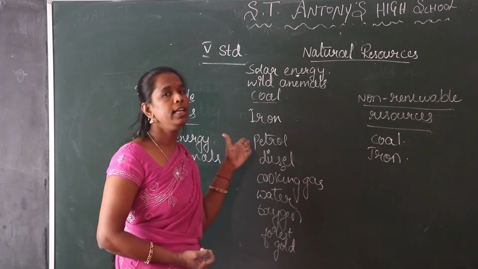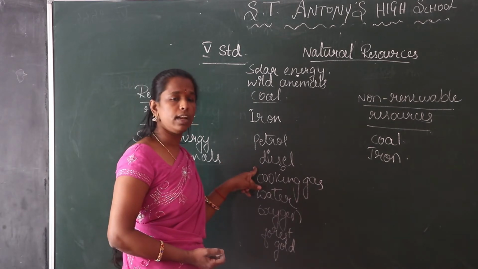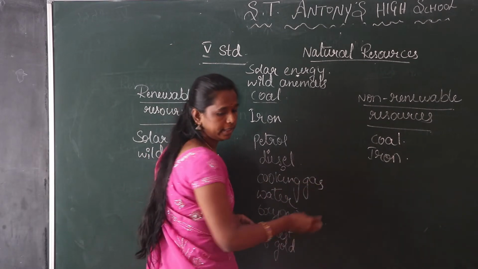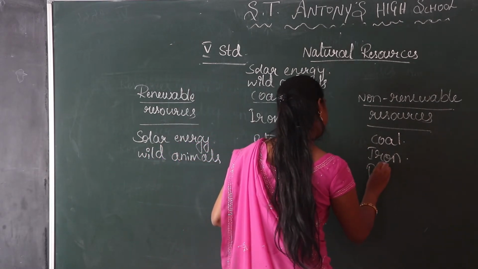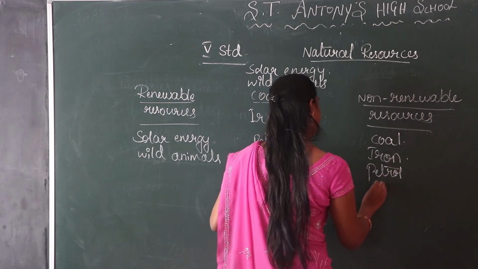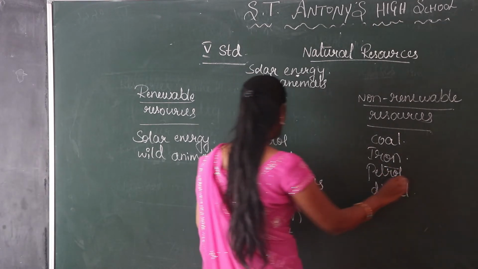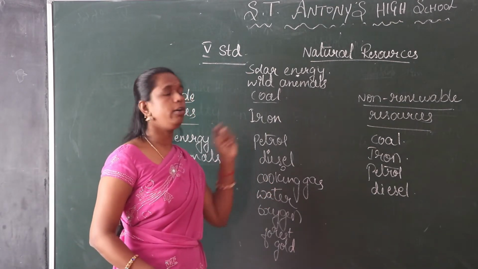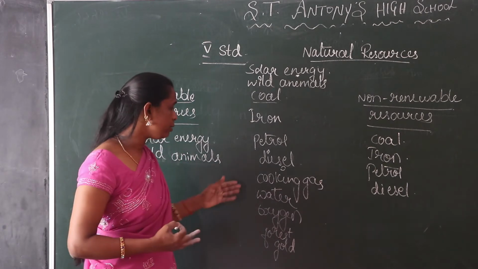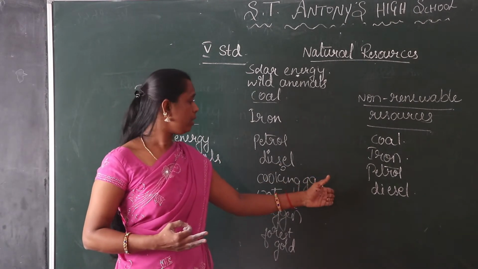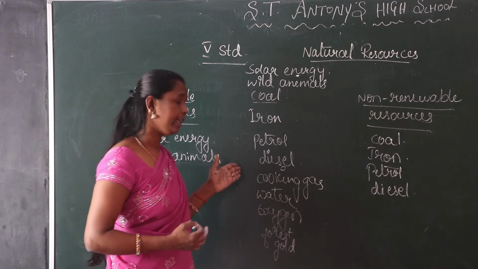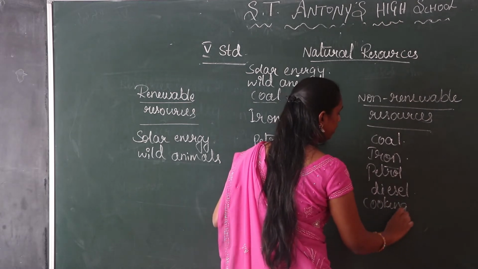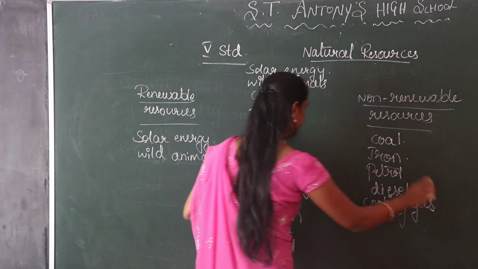It cannot be available easily. Okay, children? Both diesel and petrol come under which resource? Non-renewable resources. Petrol, diesel, and also the cooking gas. For example, LPG. We take LPG. It is also a non-renewable resource. Because of continuous usage of cooking gas, it cannot be available. The cooking gas also comes under non-renewable resources.